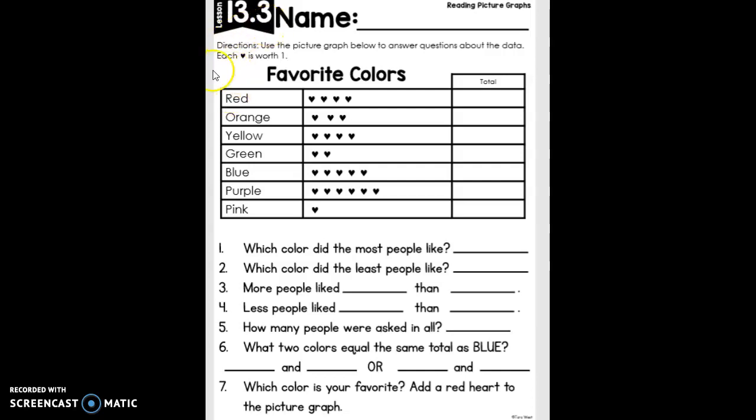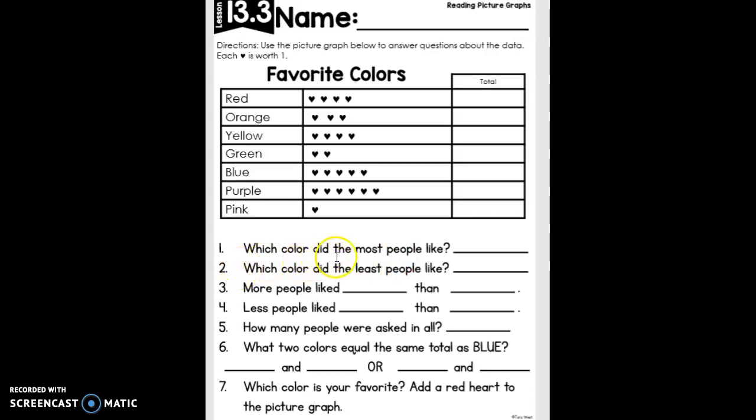Lesson 13.3. Directions. Use the picture graph below to answer questions about the data. Each heart is worth 1. This graph is about favorite colors: red, orange, yellow, green, blue, purple, and pink. Over here is where you need to write the totals for each person that chose it, each group.